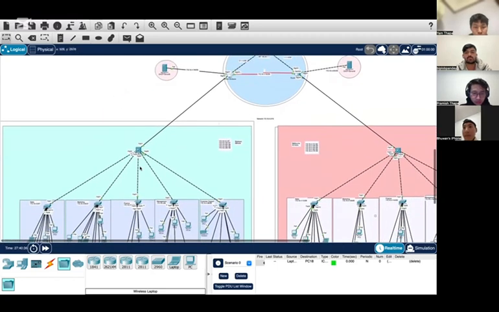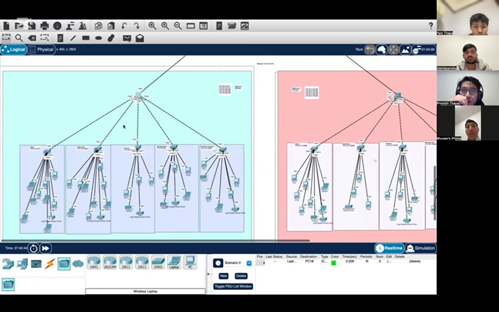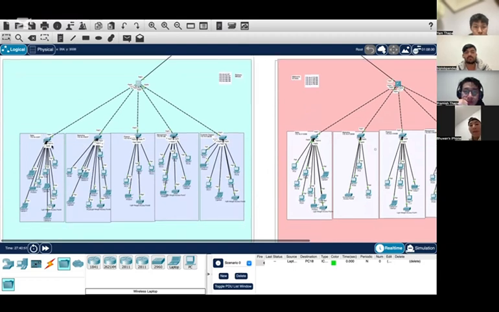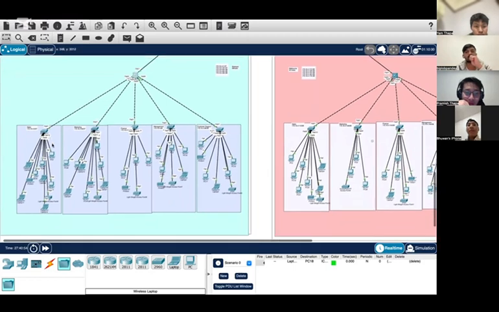In the distribution layer, we configure VLAN. This distribution switch gives access to all the access switches here. These access switches are configured according to their departments. So only the VLAN they are in is accessed by the switch.